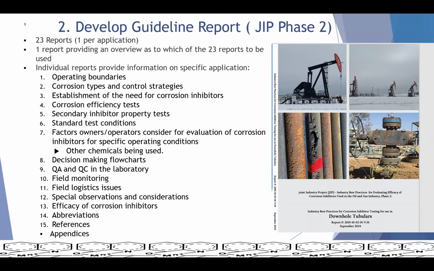We have also given, and this is a core value of the phase 2 report, a decision-making flow chart for each one of the 23 reports. So that a person or a company can go through from step 1 all the way to inhibitor application, monitoring, and benefit from that process.